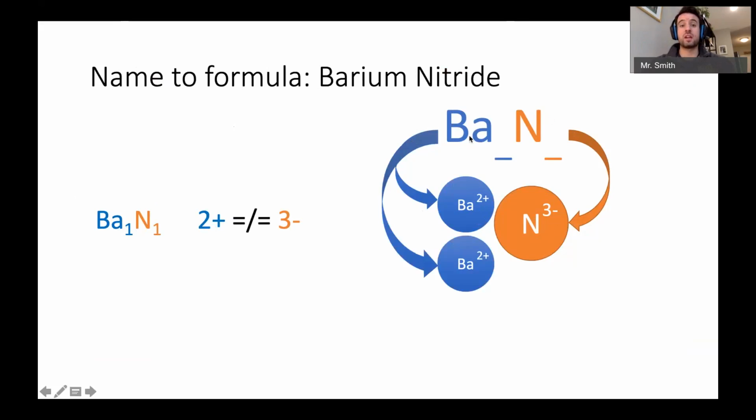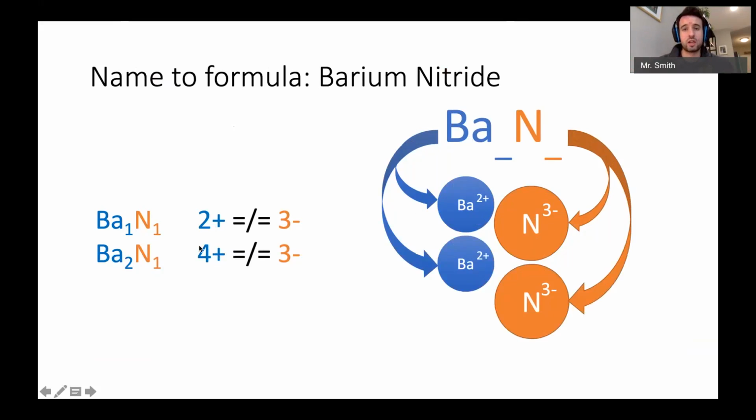Now what I'm going to do is add another barium to try to balance them out. This is a good way to guess and check and figure out how many of each I need, right? If I have 2 bariums and 1 nitrogen, you'll notice it's +4 versus -3. Again, that's not equal, so we're going to keep going. Now I'm going to add another nitrogen, and that gives me +4 and -6 if I have 2 of each. This would be how you write down Ba2N2.